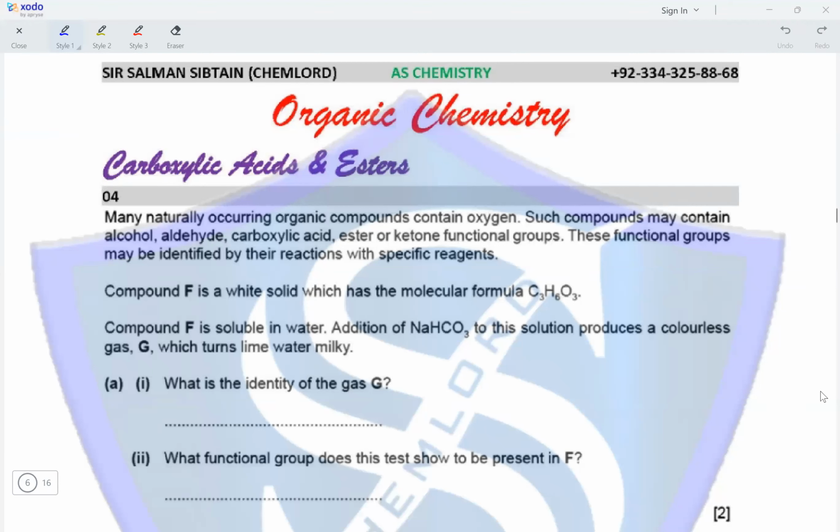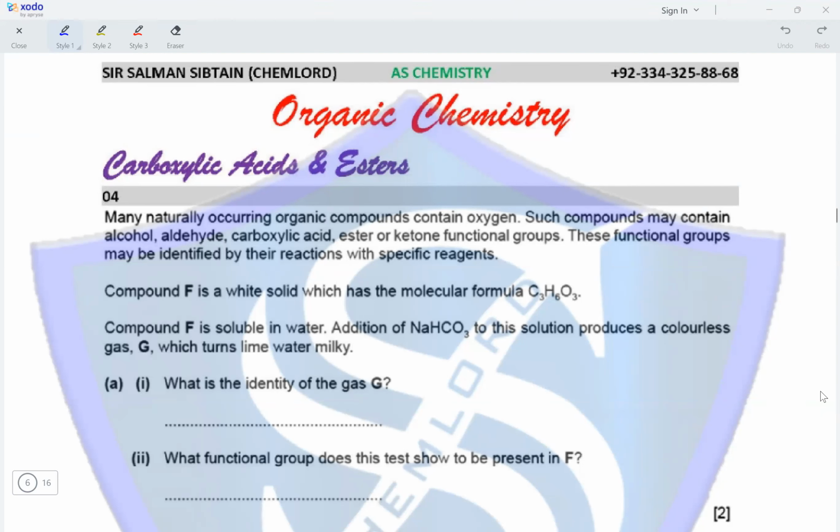Question 4. Many naturally occurring organic compounds contain oxygen. Such compounds may contain alcohol, aldehyde, carboxylic acid, ester, or ketone functional groups. These functional groups may be identified by their reactions with specific reagents. Compound F is a white solid which has the molecular formula C3H6O3. Compound F is soluble in water. Addition of NaHCO3 to this solution produces a colorless gas G, which turns lime water milky.